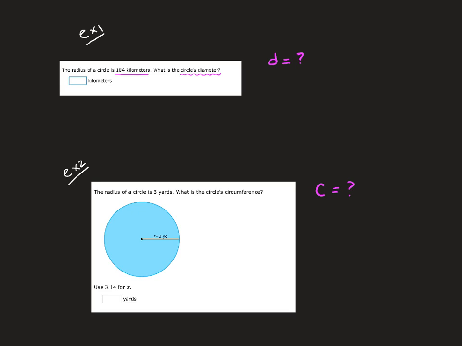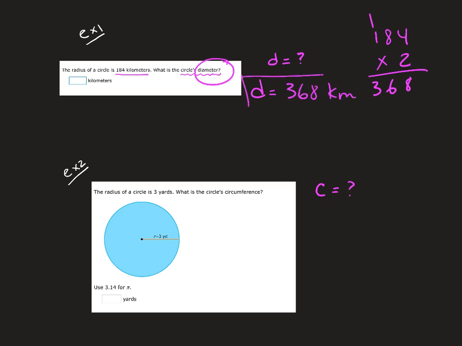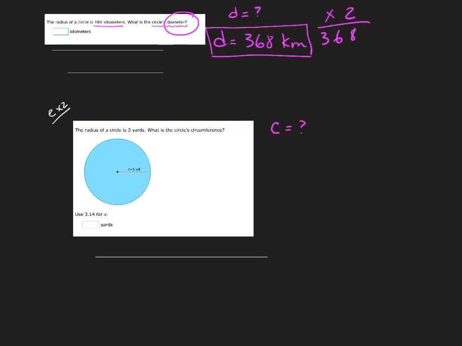So for now, let's go ahead and say that the radius is 184 kilometers. If you want to know the diameter, it's 184 times 2, because 2 radii equal 1 diameter. It's going to be 8, 16, carry the 1, 2, and 3. So the answer for D, diameter, is 368 kilometers.